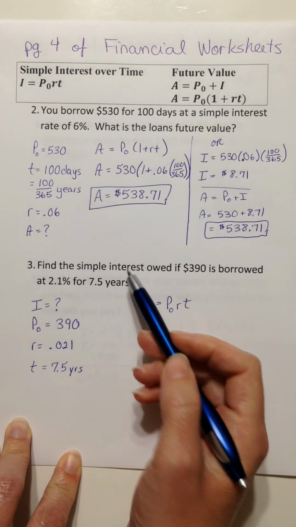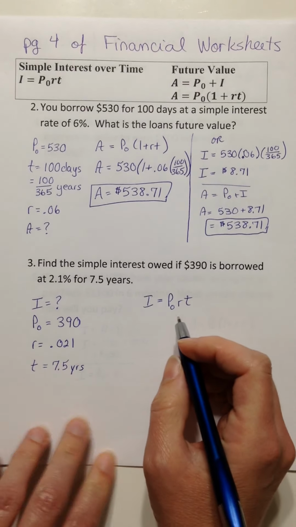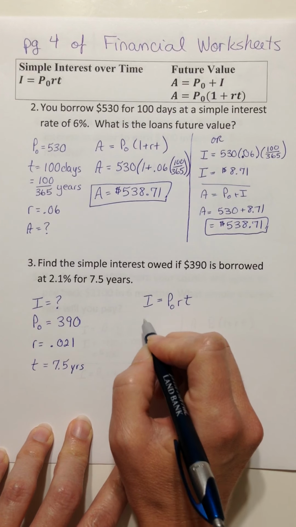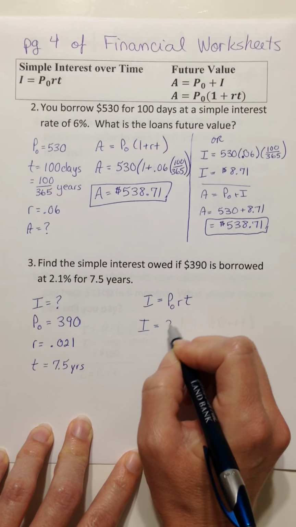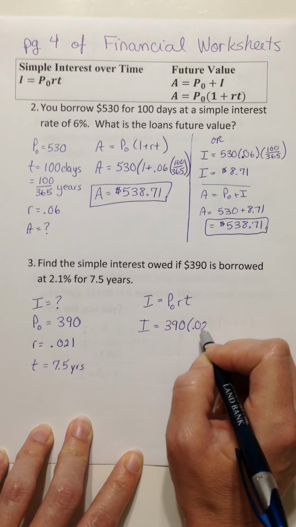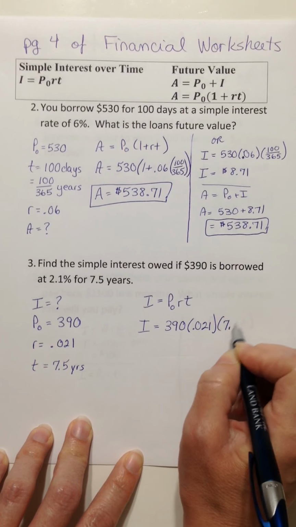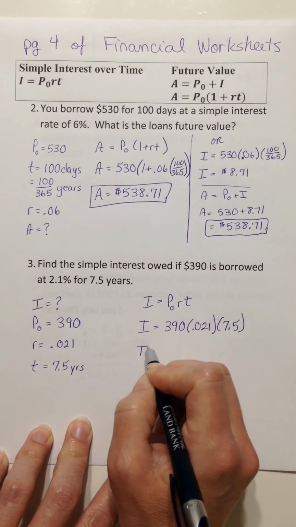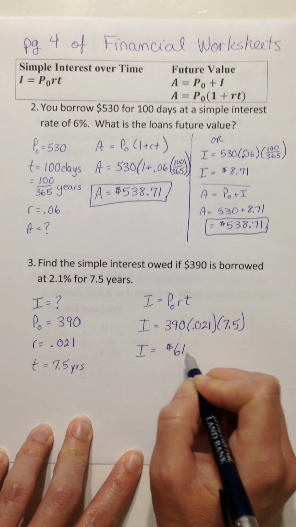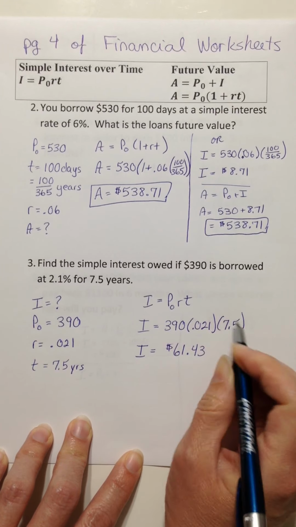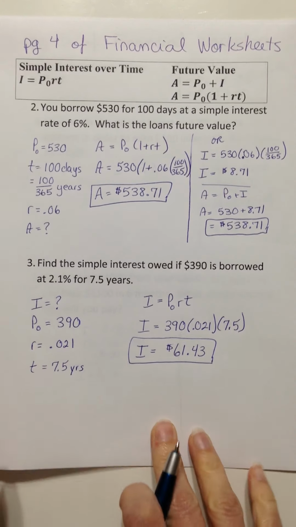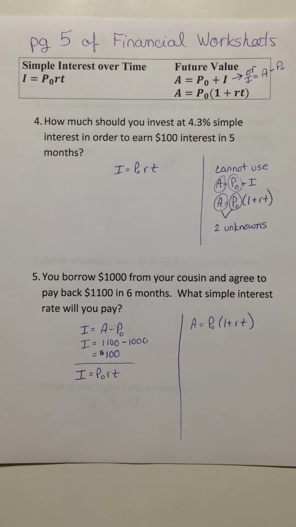All right, so we're looking for the simple interest owed. So I'm going to use I equals PRT. So my principal is 390. My rate is 0.021. My time is 7.5. Multiply it all together, and you will get $61.43. Let's look at number 4.